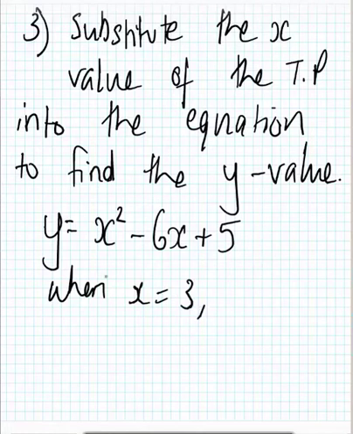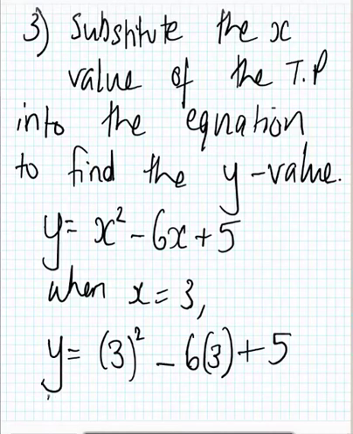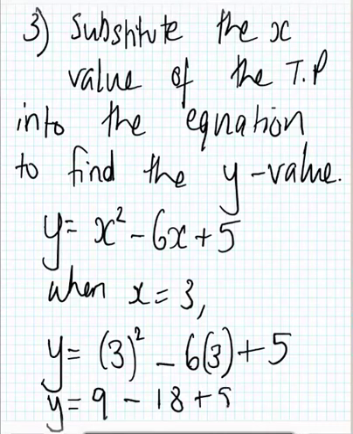So y equals, so we always substitute with brackets in case there are negatives. So 3 squared minus 6 times 3 plus 5. So we have y equals 3 squared is 9 minus 6 times 3 is 18 and plus 5. So 9 minus 18 plus 5, y will equal negative 4.